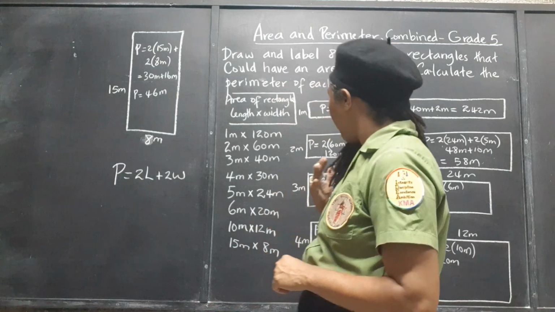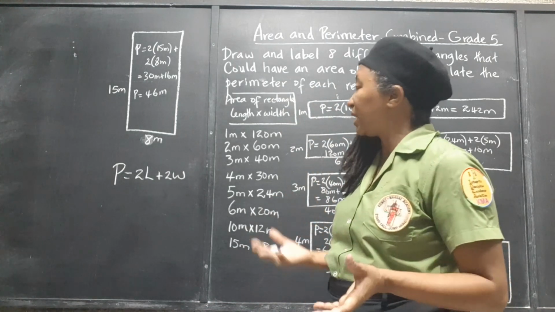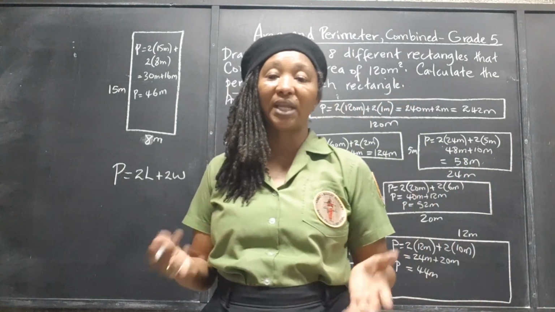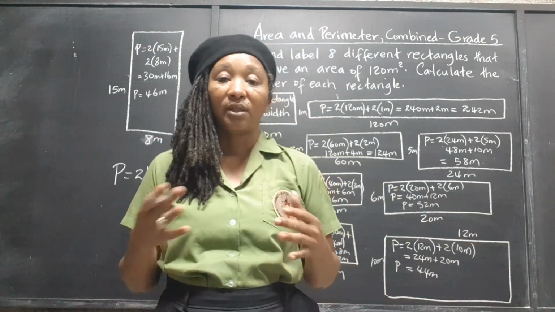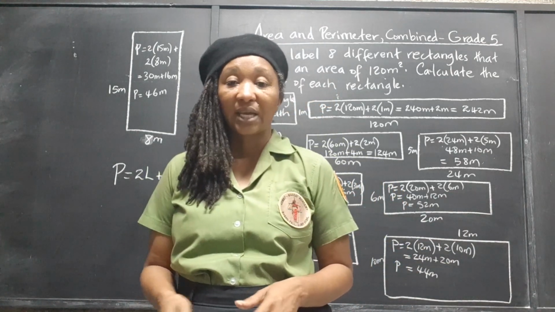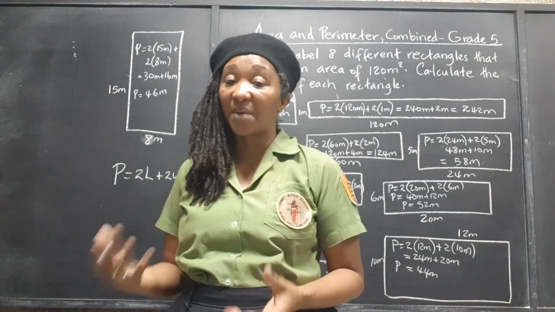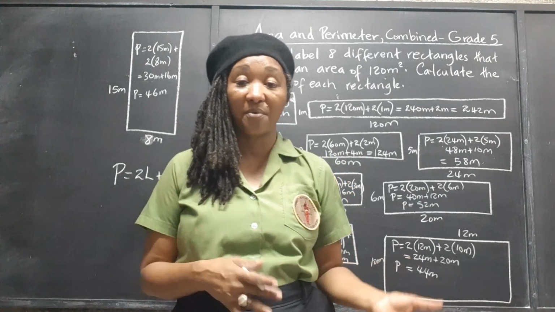Alright? So that's it for combination of area and perimeter. We just wanted to demonstrate, this activity was to demonstrate that rectangles having the same area have different perimeters.